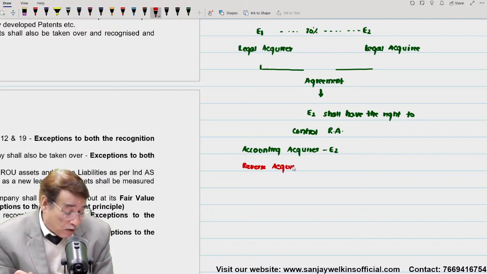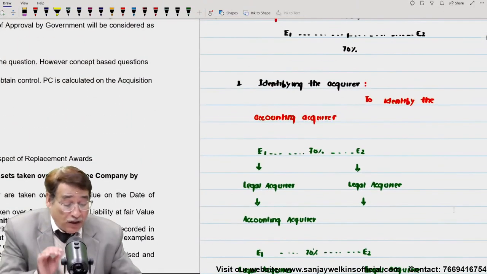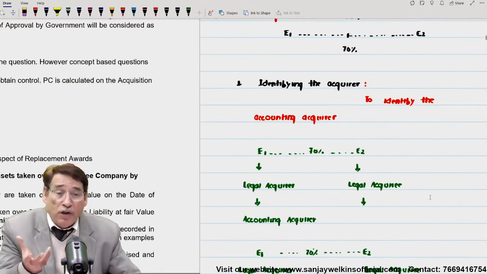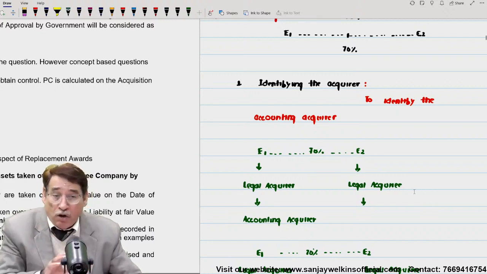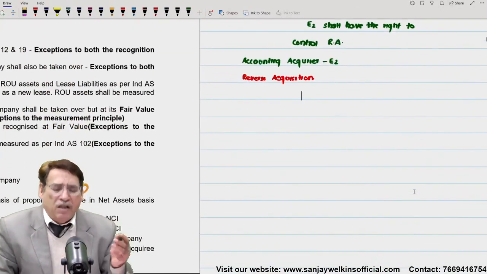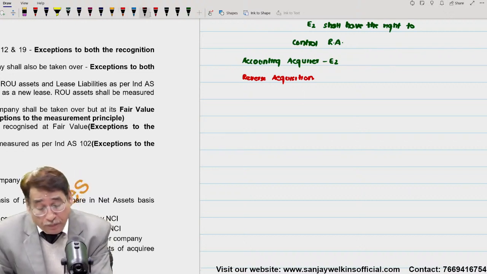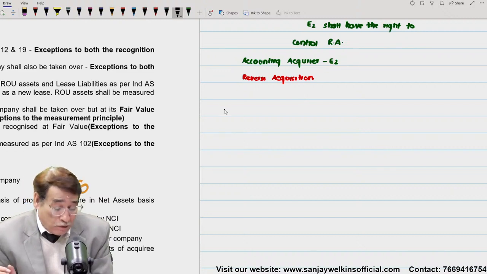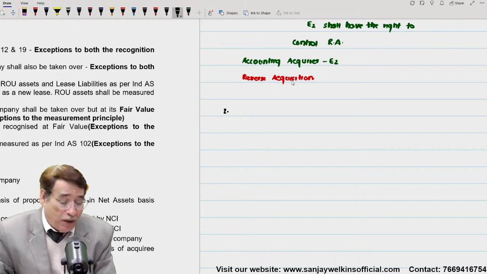So that is why this particular standard stresses under point number 1 that first of all, on the date of acquisition, you will have to find out in whose books the accounting will be done. Accounting will always be done only in the books of the accounting acquirer and not the legal acquirer. Is it clear to you? That's a different matter. I've already told you, more often than not, your legal acquirer will be the accounting acquirer also, but under rare circumstances, we may come across such a situation. Is it clear to you or not?